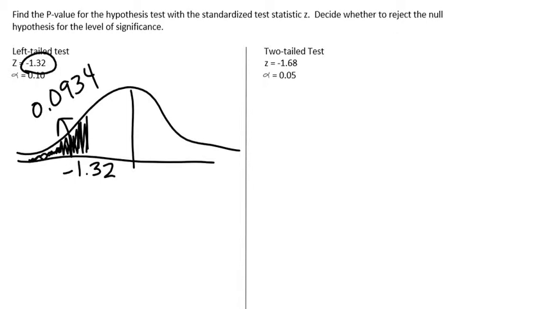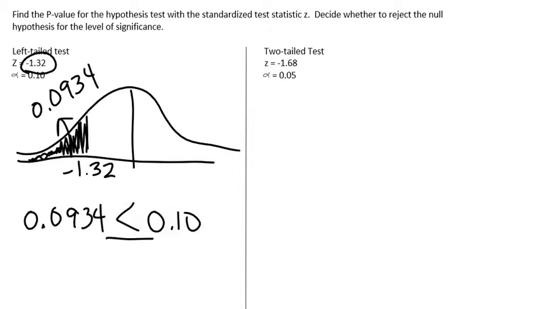Now I'm going to compare my p-value with my alpha value, or my level of significance. Okay, which one is bigger? The level of significance is bigger. Therefore, you would reject the null hypothesis. And now let's look at the second example. We're looking at a two-tailed test. My z-value is negative 1.68 and my alpha value is 0.05.